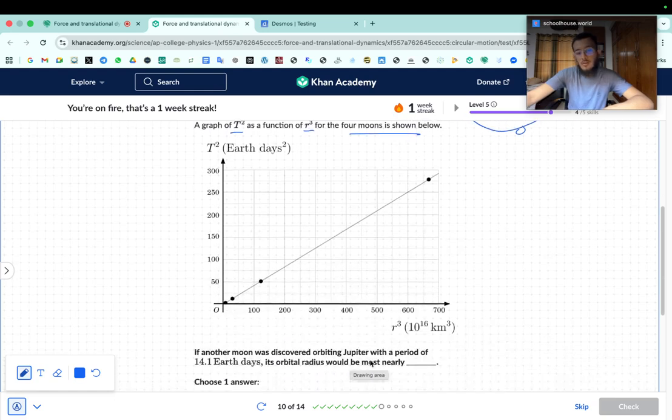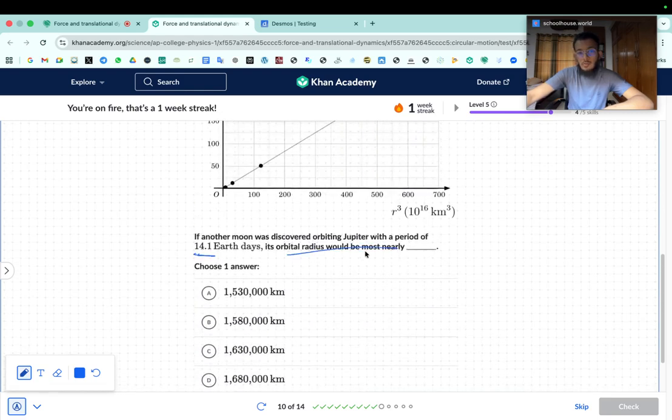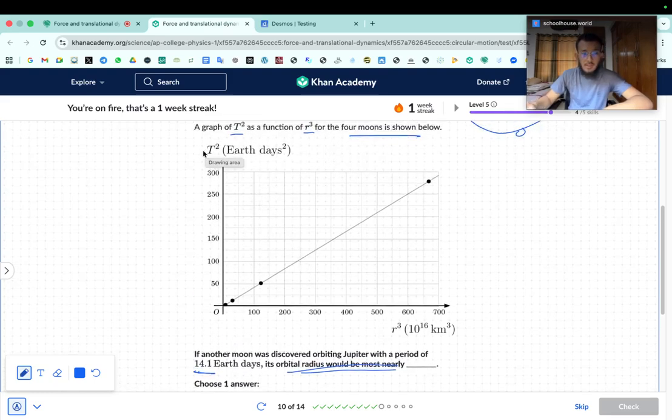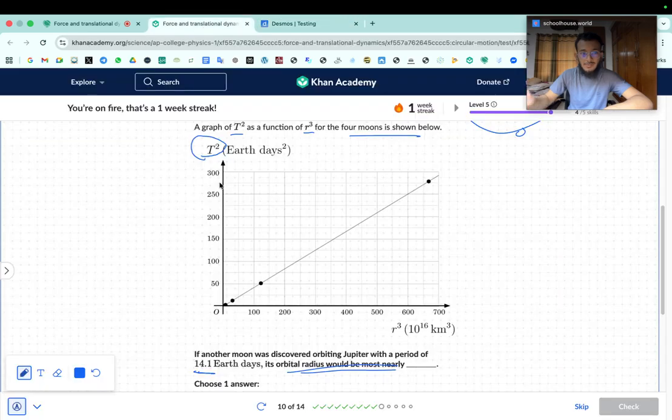If another moon was discovered around Jupiter with a period of 14.1 Earth days, its orbital radius would be most nearly what? So 14.1 is in Earth days, but we have T squared here. We will not be able to find 14.1 here because it's squared. So you have to square that and look for 190, or roughly 200.